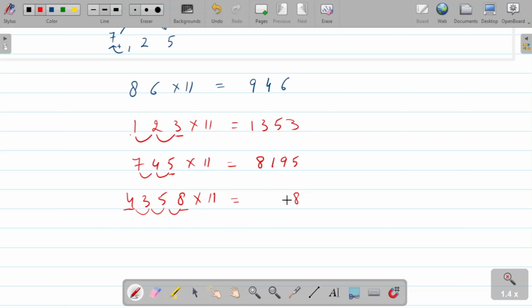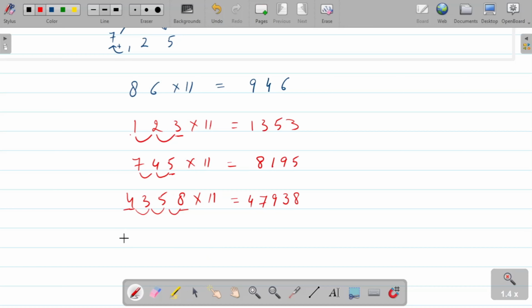So 5 plus 8 is 13. I'll write 3 over here. You can write 1 over here, but do not mix it in the final answer. It's better to keep this in the mind itself. So 3, keep the 1 in your mind. 5 plus 3 is 8. 8 plus 1 is 9. 4 plus 3 is 7 and 4 as it is.